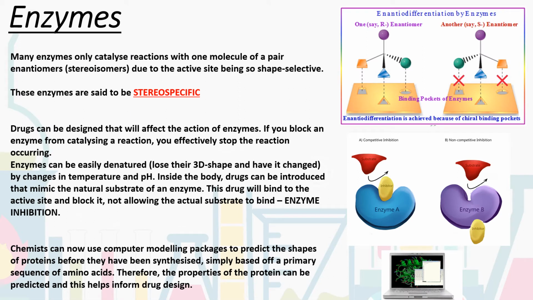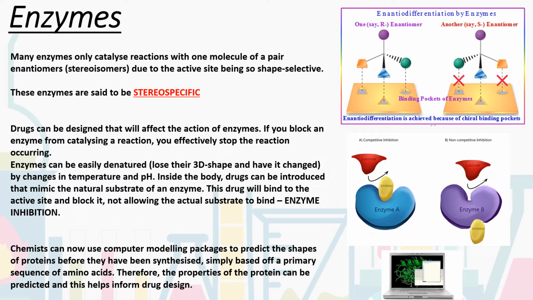So we talked about how shape-specific the active site of enzymes are. And what this kind of leads to is that many enzymes only catalyze reactions with one molecule of a pair of enantiomers. Remember that enantiomers are stereoisomers. They're kind of like your hands. They are non-superimposable mirror images of each other. And so these enzymes are said to be stereospecific.